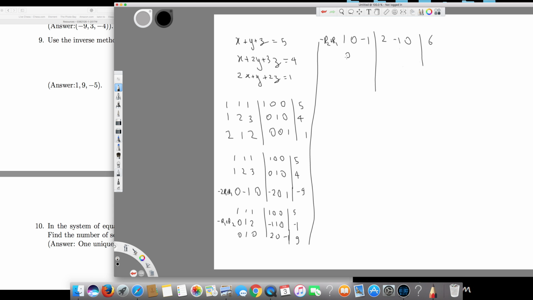The second row I'm going to copy as it is, and the third row is going to be 0 1 0, 2 0 -1. Here's a trick: if you look at the third row, it looks exactly like the second row of the Gauss-Jordan pattern. So instead of changing the second column into the Gauss-Jordan pattern, I'm just going to swap the third row into the second row. Therefore we reduce our work and make it easier. So I'm going to swap it.